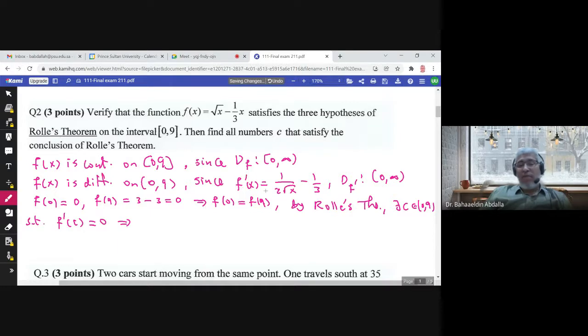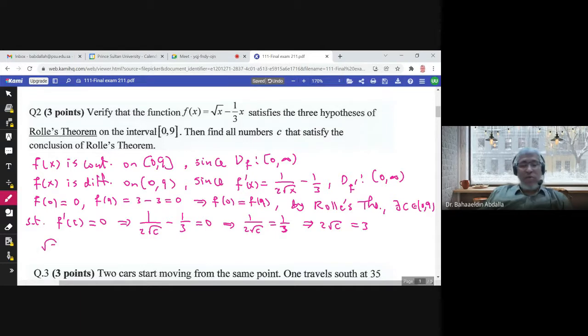This is f prime of x. So f prime of c would be 1 over 2 square root of c minus 1 over 3, and this should be 0. When I take 1 over 3 to the other side, I can find the reciprocal. These are two equal fractions with numerators equal, so the denominator has to be equal to the denominator.